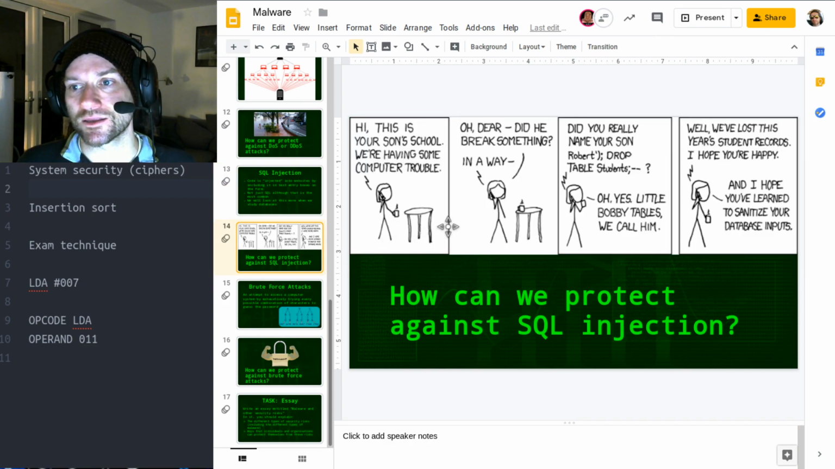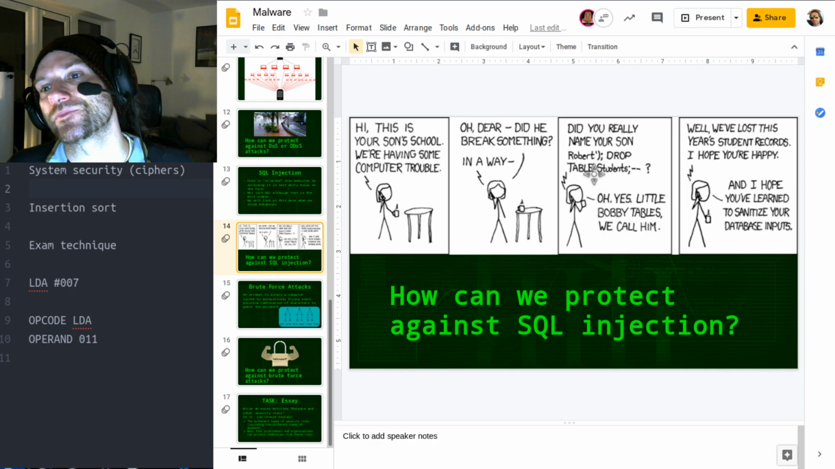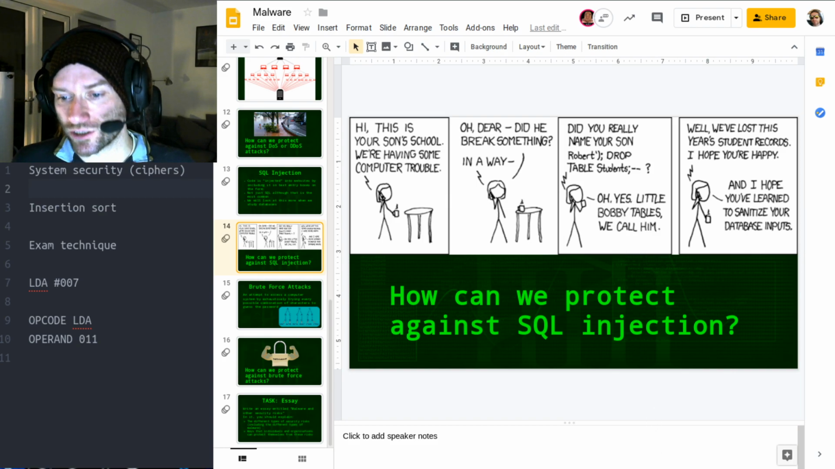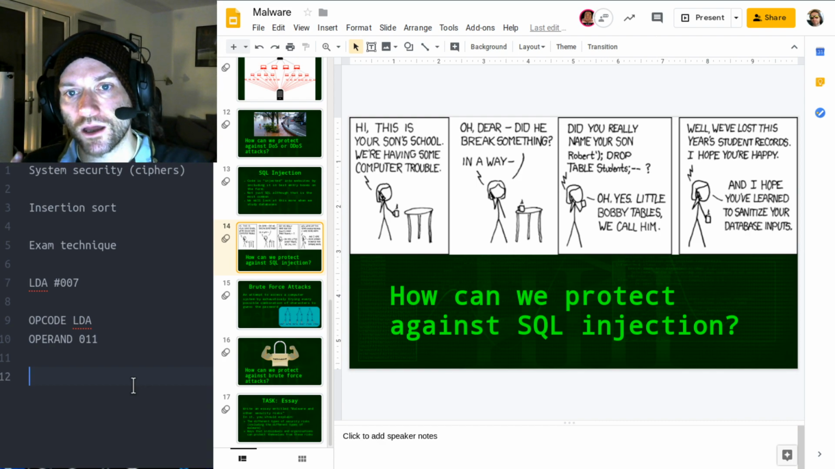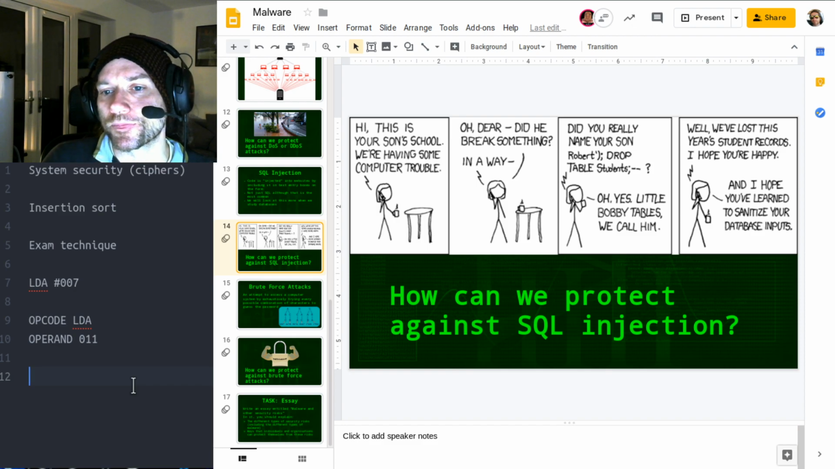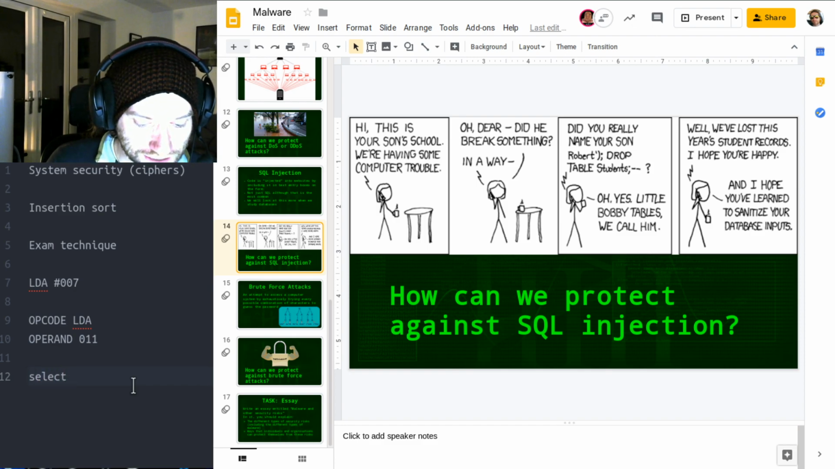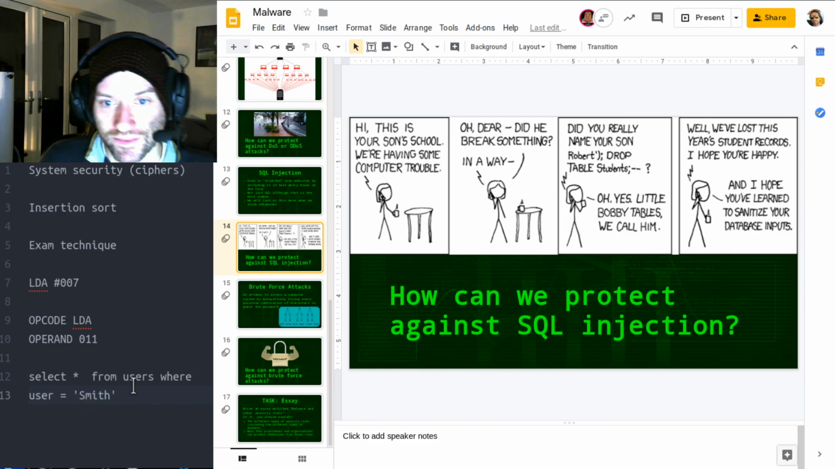database. Here's the example from XKCD. So you can see here what the son has typed in is Robert apostrophe close brackets semicolon drop table students and so on. Now, just to demonstrate what that's going to look like, if you have a field which is taking in some text value, the actual SQL request might be something like select star from users where user equals whatever they've typed in. If I type in Smith like that, that's what it might look like.